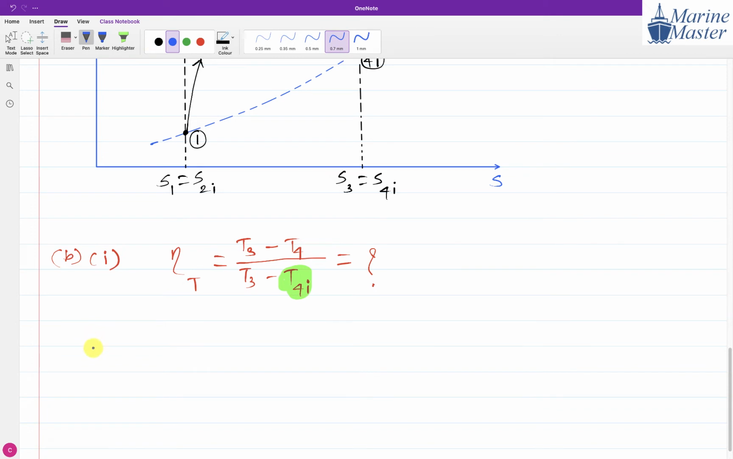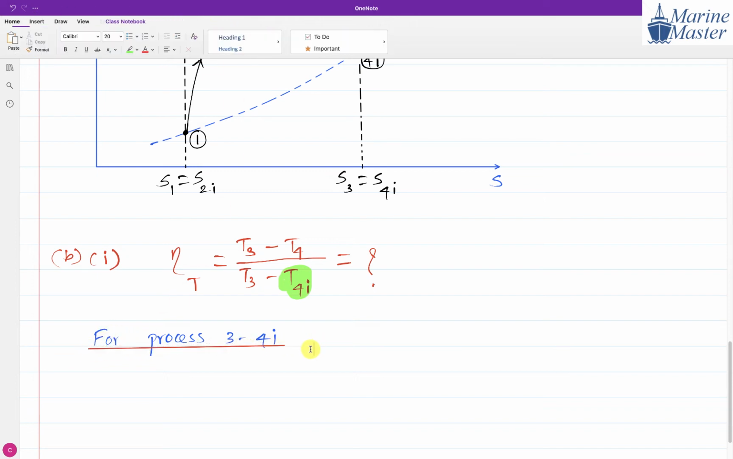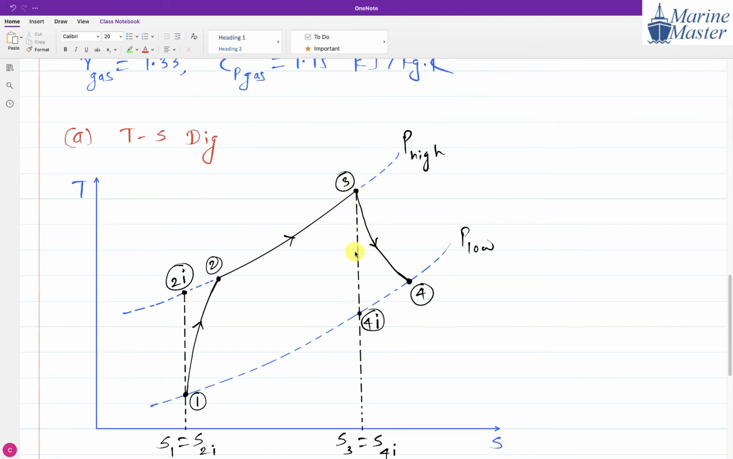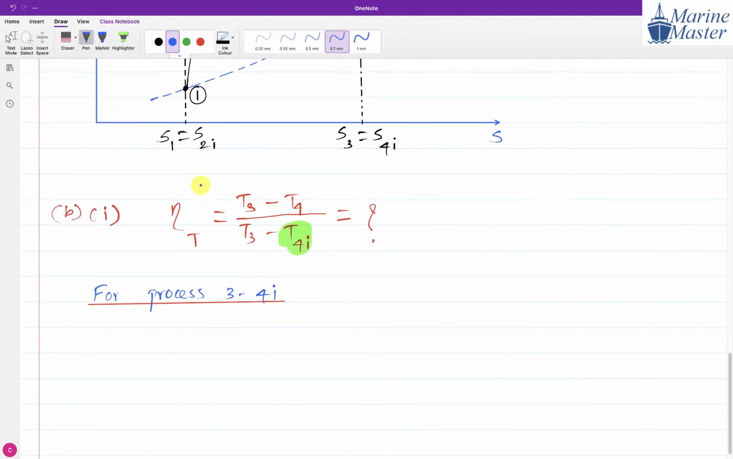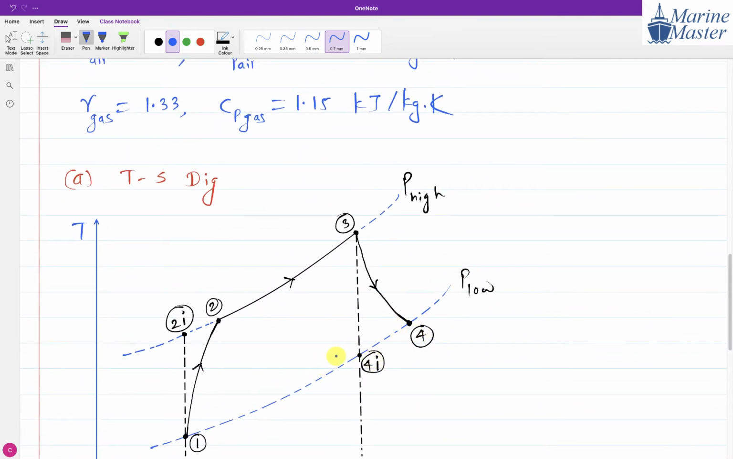We have seen the relation for process 3 to 4i in our theory. What is process 3 to 4i? It is an isentropic process. And what is the relation for that isentropic process? T4i by T3 is equal to P4i divided by P3 raised to the power gamma minus 1 by gamma. Remember P4i is equal to P4, since point 4i and point 4 are on the same pressure line.